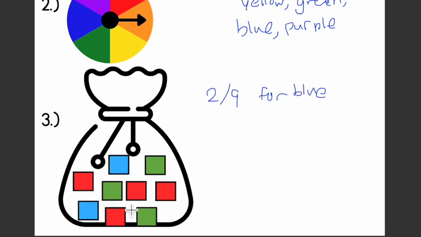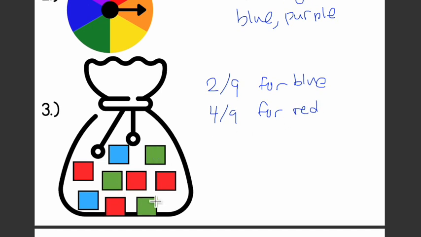And since there's 4 red squares, it's a 4 in 9 chance for a red. And finally, since there's 3 green squares, it's a 3 in 9 chance, or 1 in 3 chance for a green.